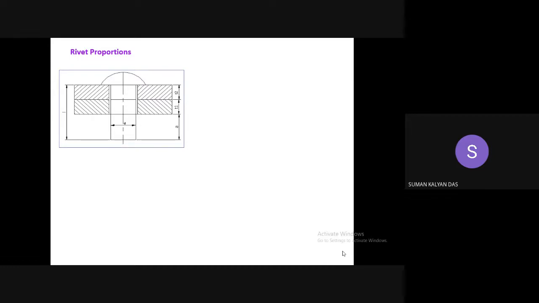So in the last class, I told about the basic terminology of the rivet, which consists of the head, the shank, and all. Here, as you can see, the rivet has been inserted within two plates. This is plate 1, and this is plate 2. The hole has been made, and the rivet has been inserted. The shank diameter of the rivet is D. The plate thicknesses are also mentioned over here, T1 and T2. The length of the shank is L. And how much the rivet should protrude out from the other side, that is the tail side, is A.